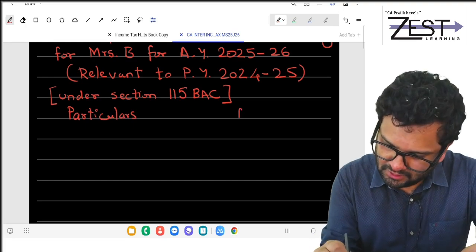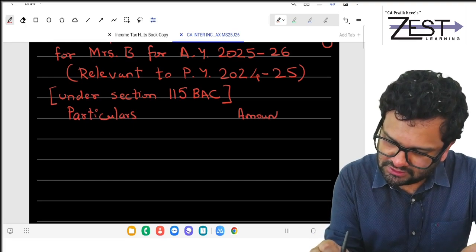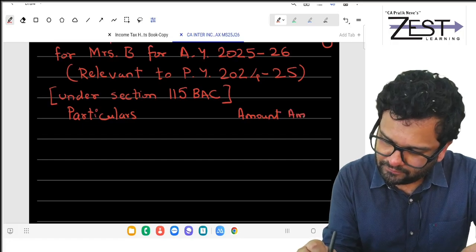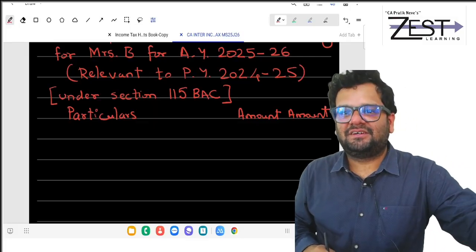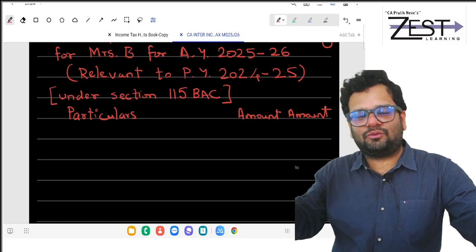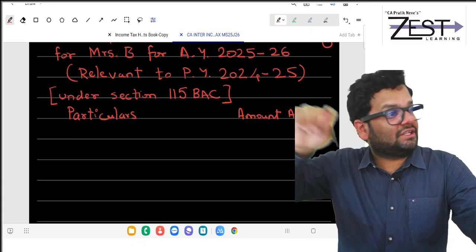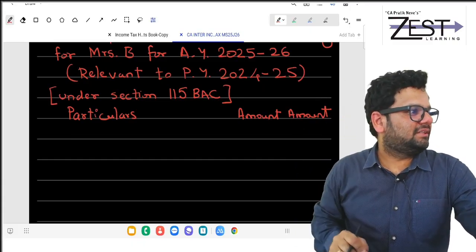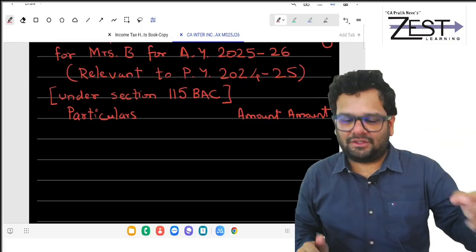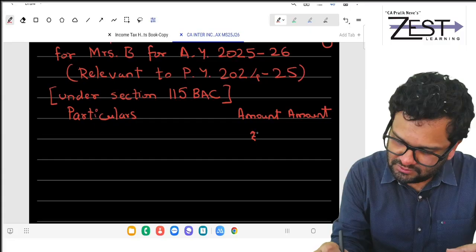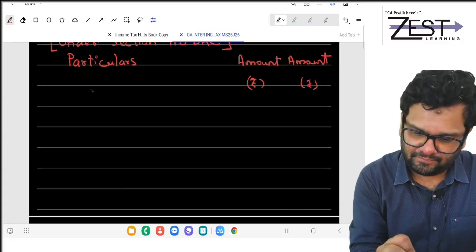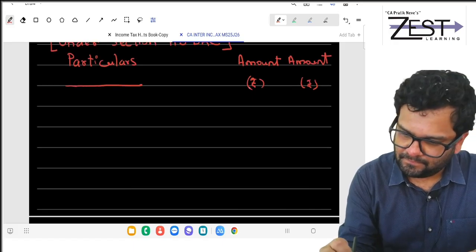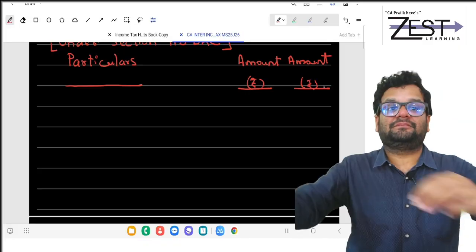Particulars, two amount columns will be sufficient. So why two? There is only one head of income, salary. The third column was required to write the income of each head, but here there is only one head of income. So how will you start? From what should you start?